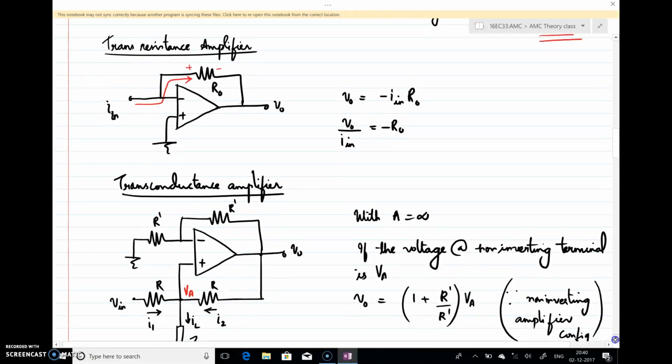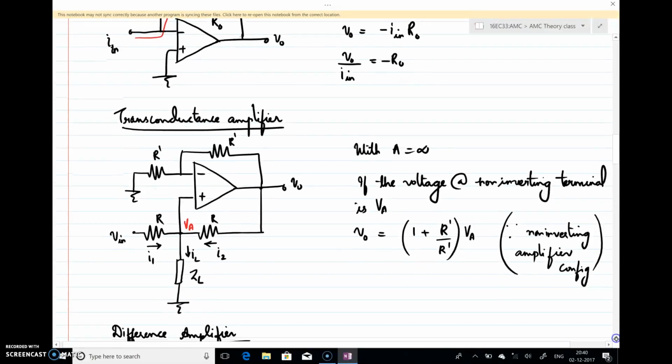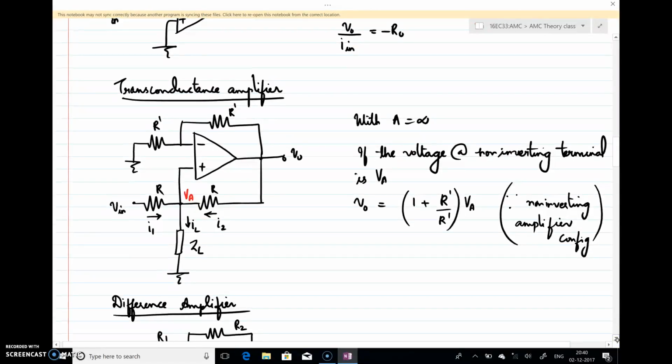Similarly, the transconductance amplifier. The transresistance amplifier we obtained by slightly modifying the inverting configuration, and the transconductance amplifier we obtain by slightly modifying the non-inverting configuration. You can just look at the circuit and say the output voltage V0 is nothing but 1 plus R dash by R dash into the potential here VA, the same as a non-inverting amplifier configuration. Now how to get VA? You can write the expression at VA here. I can write VA in terms of Vin or IL or whatever we want.